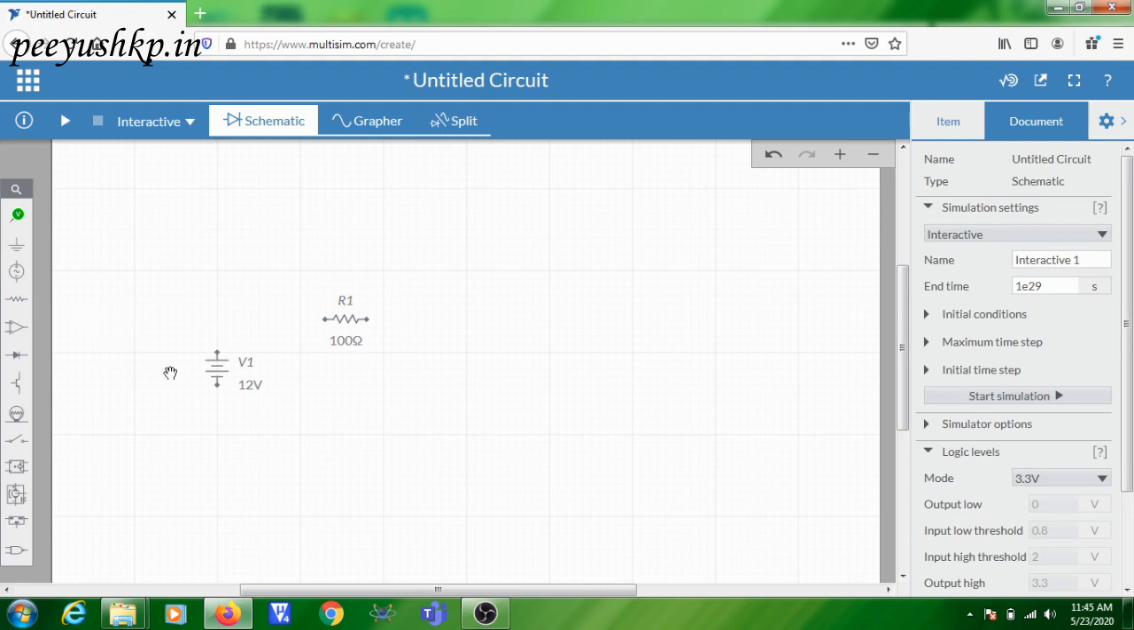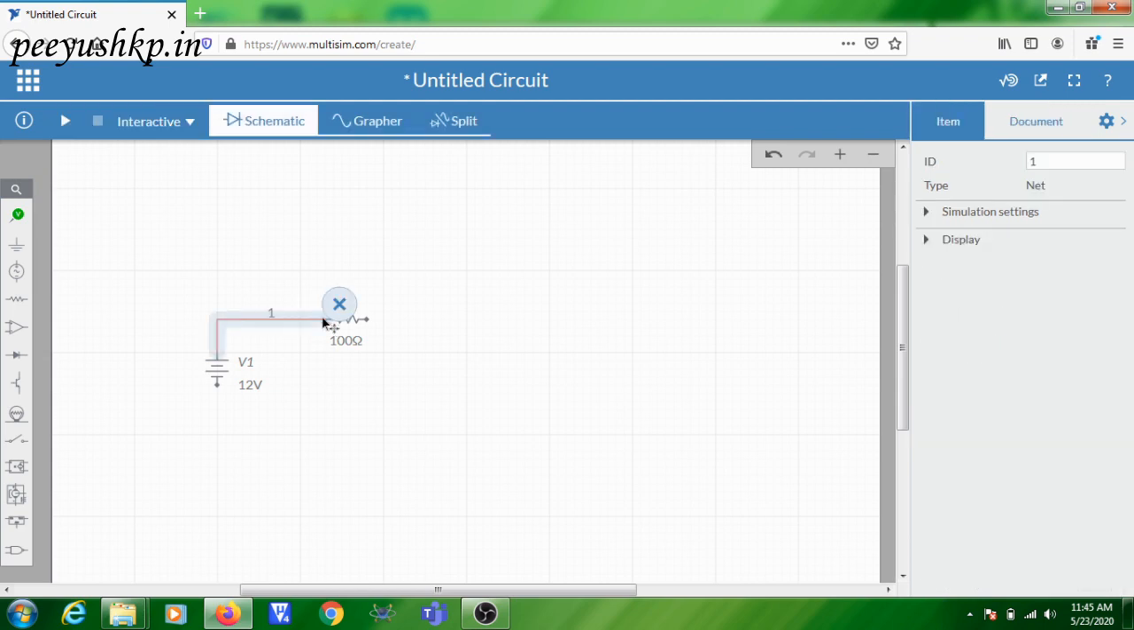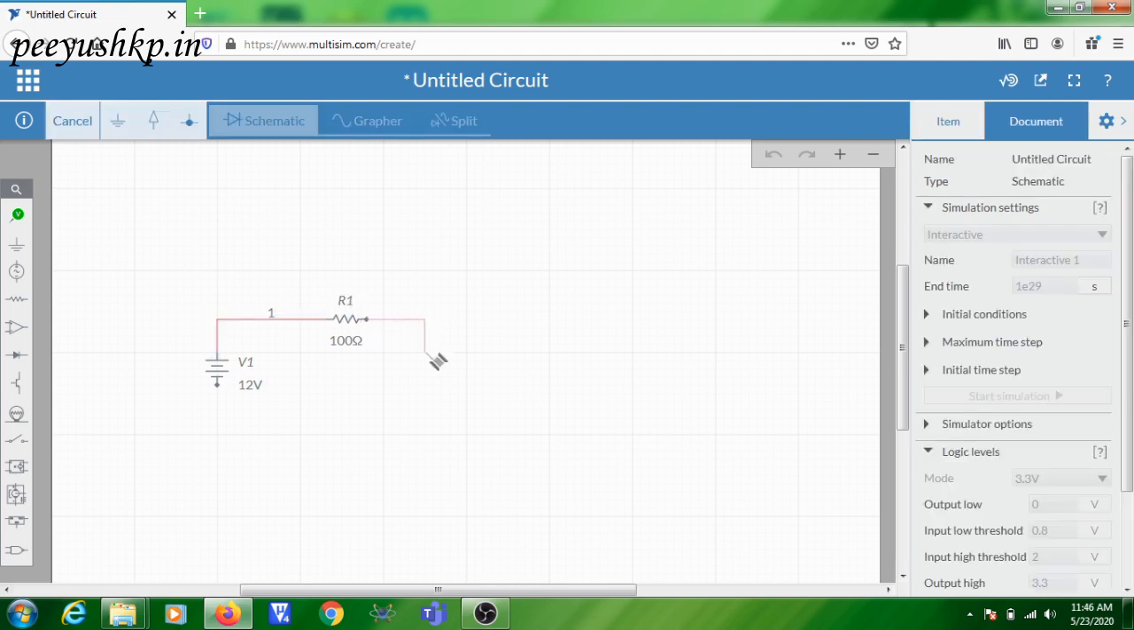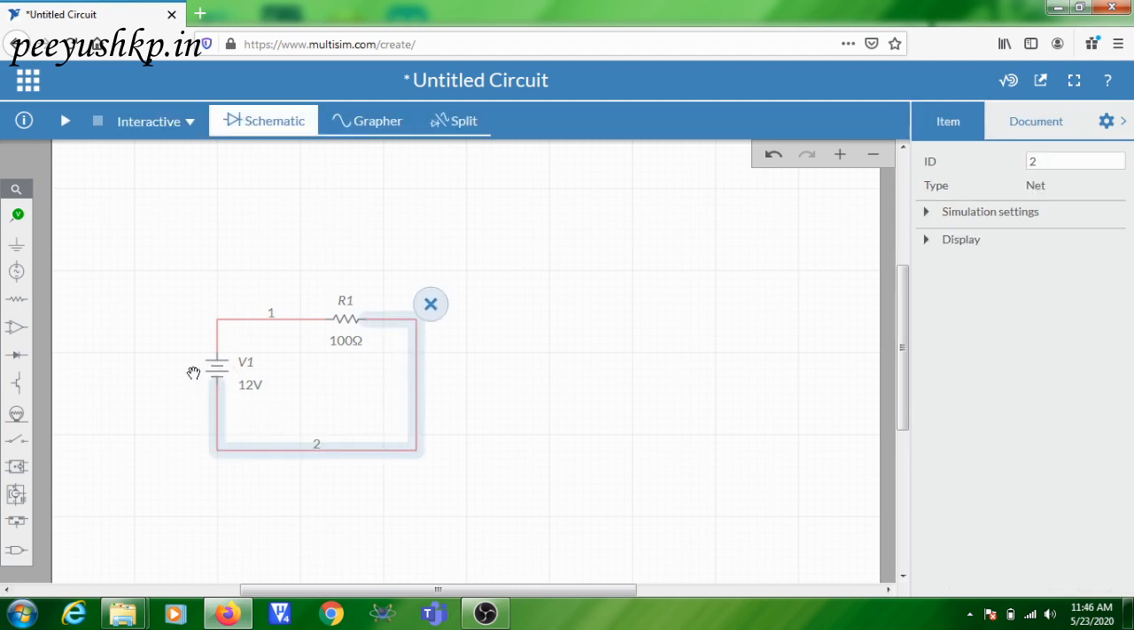Now you are going to wire these components. For wiring, you go to the starting point of the circuit, that is the voltage source. Click on it once, and move the cursor to the ending point. You will get a circle, which shows the ending point. Click there once. Similarly, you can start the connection from the other end of the resistance back to the source. So this is your circuit: a 12 volt DC source and a 100 ohm resistance.